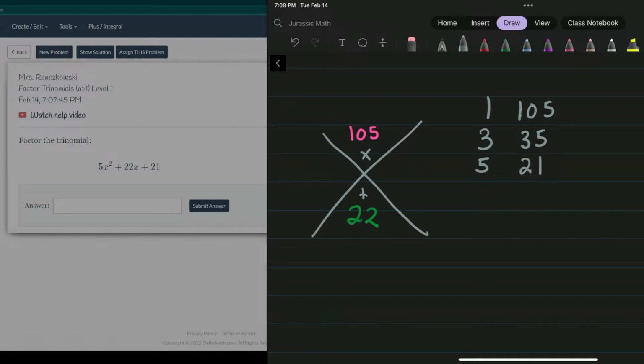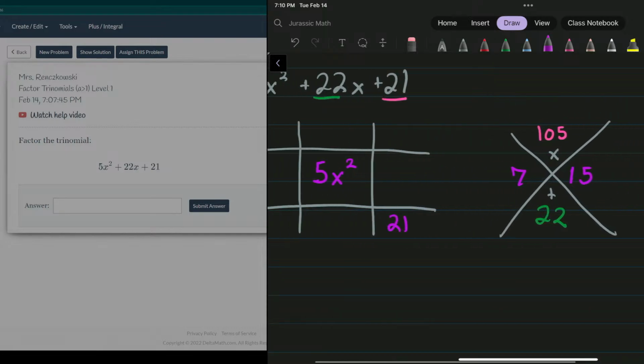6, no. Can 7 go into 105? 105 divided by 7. Ooh, 7 and 15. 8, no. 9, no. 10, no. 11, no. 12, no. 13. 105 divided by 13. That's a decimal, nope. 14, nope. So 15. Oh, so these are the only ones. Well, which combination is going to make 22? This one. 7 and 15.